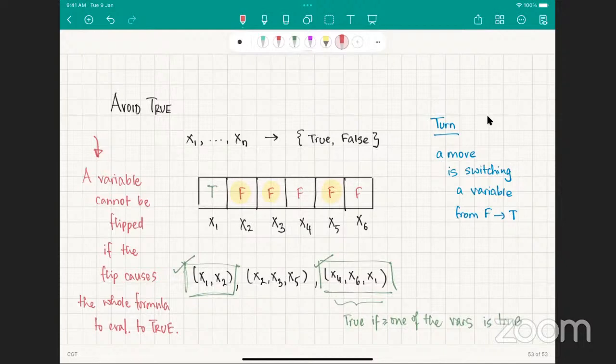You cannot flip them. So currently, x2, x3, and x5 in this example are untouchable. You cannot flip those. So you can either move to flip x4 or x6. And both of them just increase the number of true literals inside the third set. And the second player can choose to flip either of them. The third player will flip the other one. Sorry, there's no third player. It goes back to the first player who flips the other one.